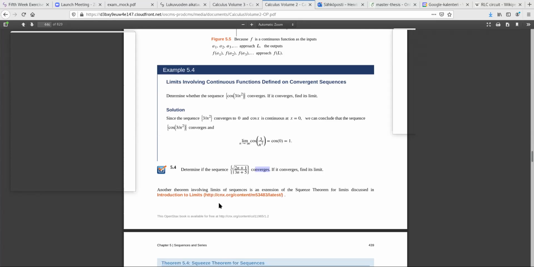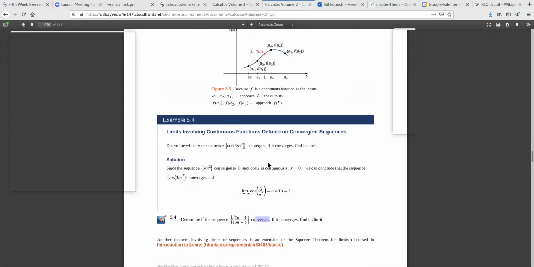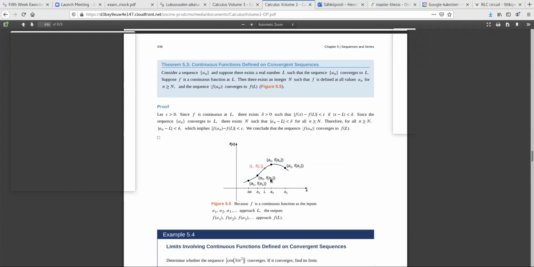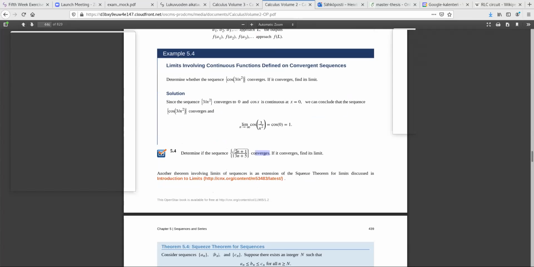You can verify, but the limit is 2 over 3. I mean, the limit of (2n plus 1) over (3n plus 5). If you take the square root of that, then by applying this theorem 5.3, you know that this sequence converges to the square root of 2 over the square root of 3.